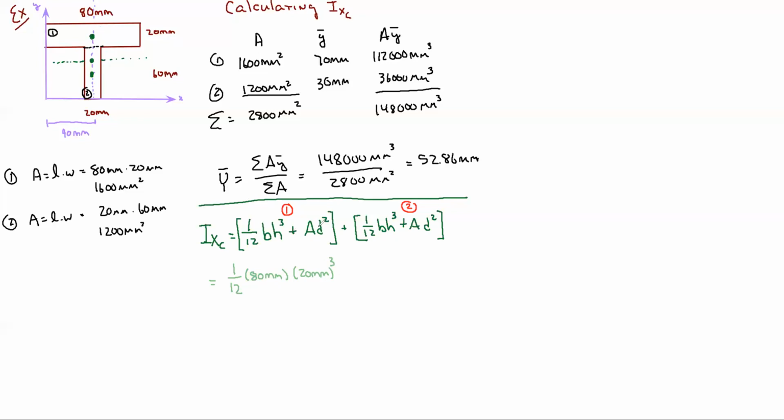Okay, so look what it's made up of. It's made up of an area and a distance. The area is the area of the figure. The area of figure 1, we did that earlier, is 1,600 square millimeters, times the distance between these 2 points.